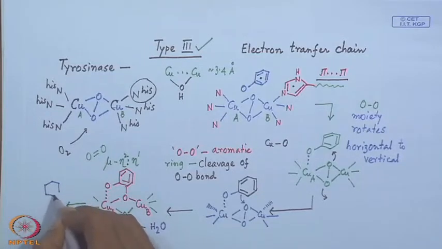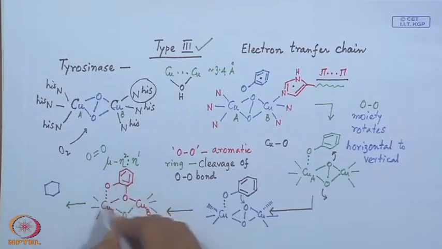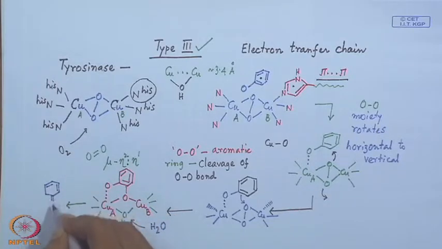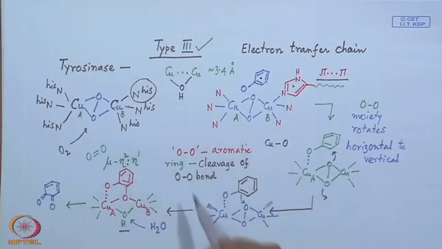in a form which is not the catechol bound form. What is released from there is the oxidized version of the catechol. So, it is the quinone which will be released from there. So, that quinone is the oxidized form, because everything is happening simultaneously together.